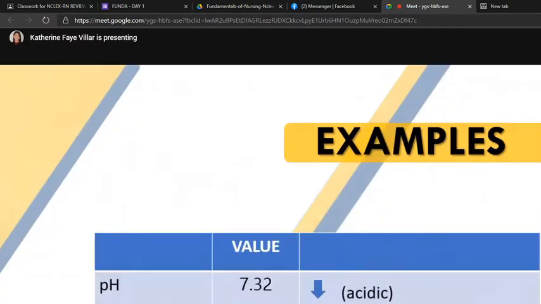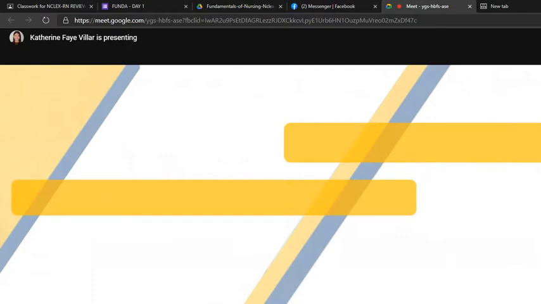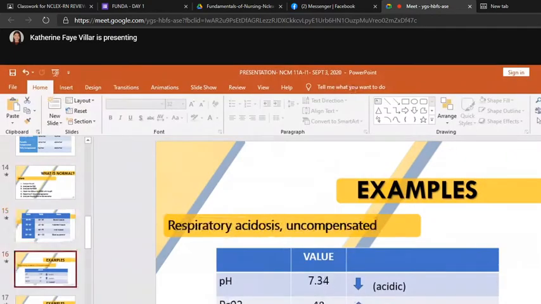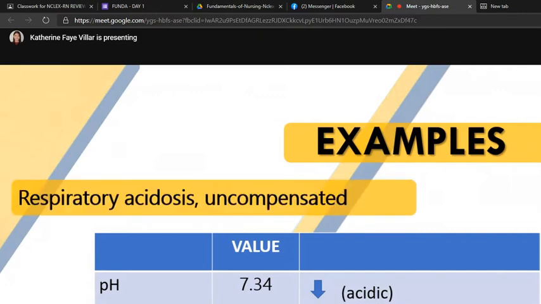Okay, so as I've mentioned earlier, okay, na to. Ayan. Okay, so kung makikita ninyo, acidic yung pH kasi mababa siya. Yung ating PCO2 ay acidic kasi mataas and yung ating HCO3 ay normal. Okay, so this is an example of respiratory acidosis uncompensated.